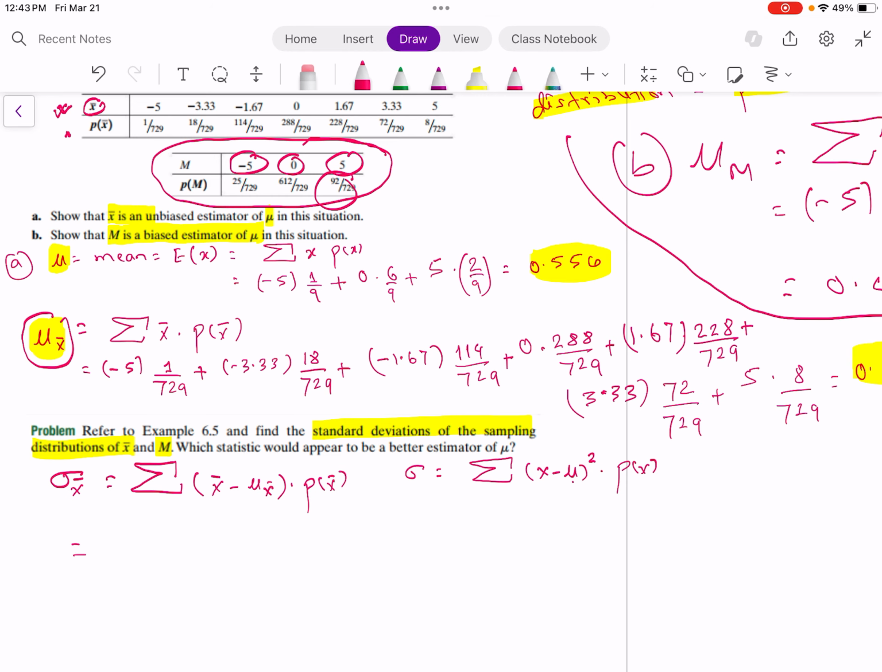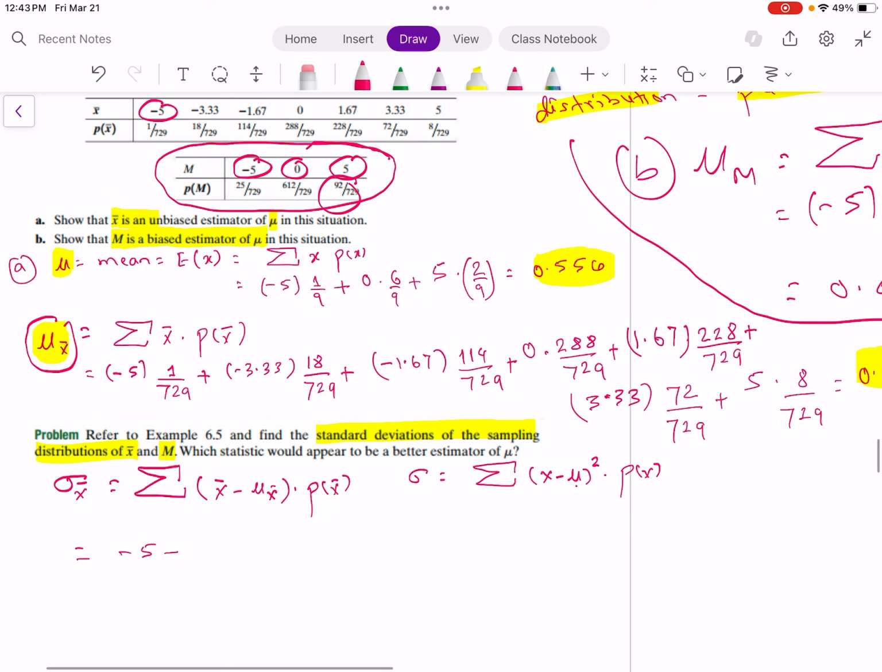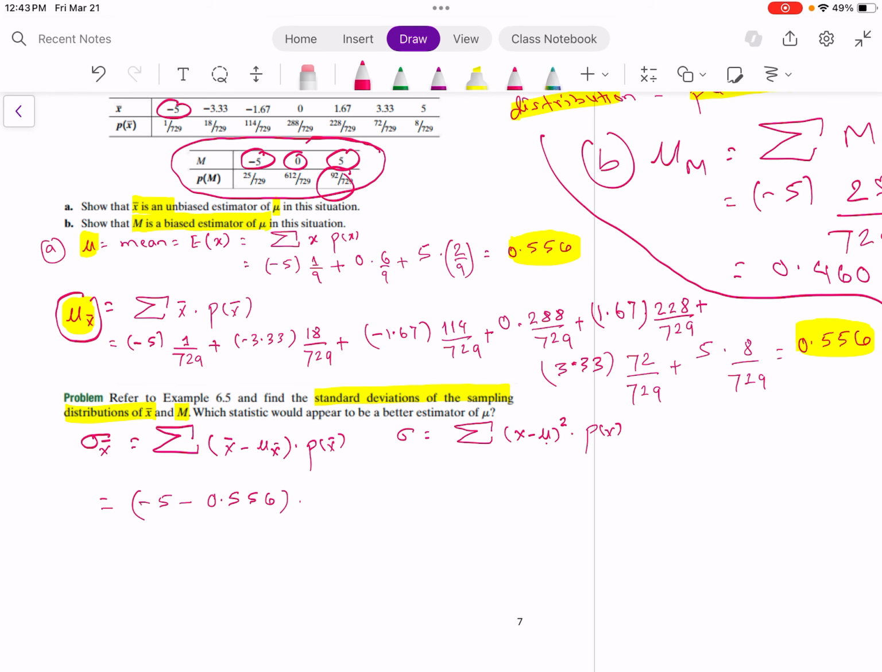Now we take each value of X bar. So let's take -5. You substitute here, -5 minus, what is mu of X bar? We already know that is 0.556. 0.556 times you multiply by the probability. What is the corresponding probability? For -5 it is 1/729, plus.